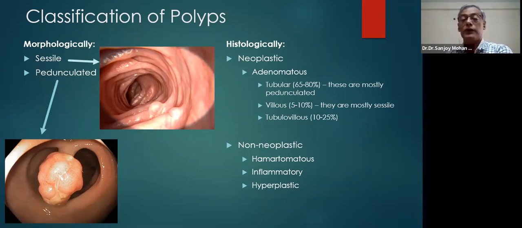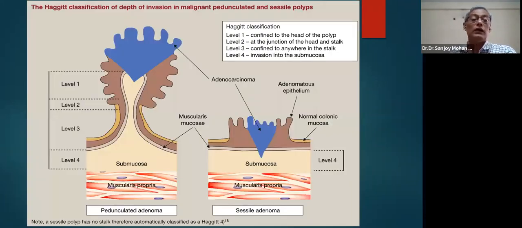In the neoplastic polyps, according to their histopathology, the adenomas can be divided into tubular, which is 65 to 80%, and these are pedunculated; villous adenomas, which are 5 to 10% and are malignant; and tubulovillous adenoma, which is 10 to 20%. Non-neoplastic polyps are hamartomatous, inflammatory, and hyperplastic. This is Haggitt's classification. For surveillance and treatment purposes, we should know the level of invasion.